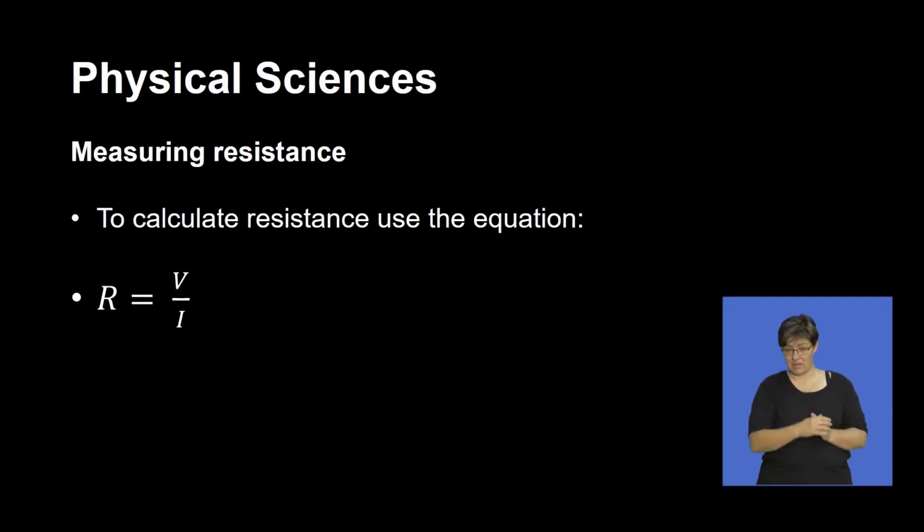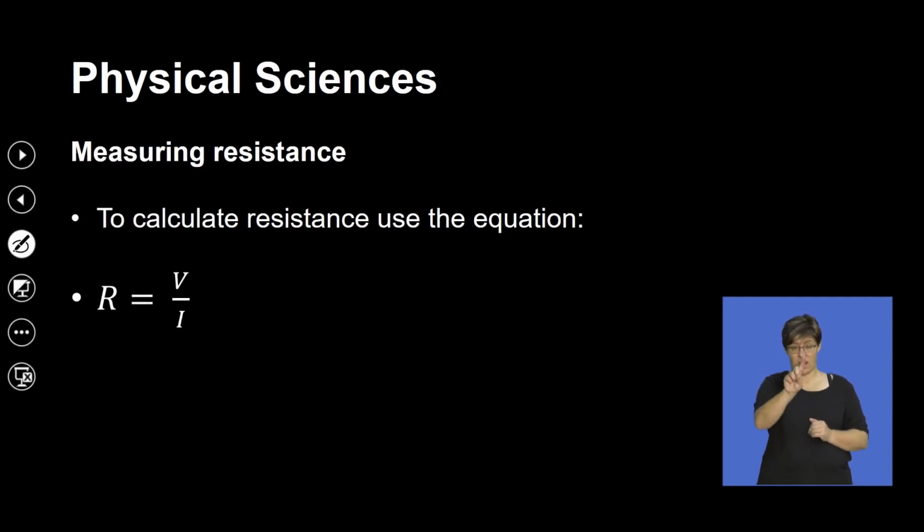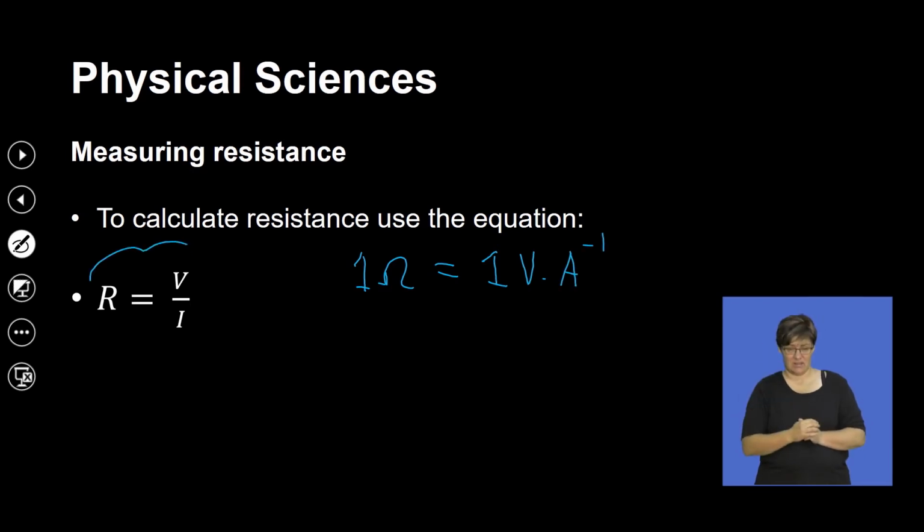And remember, 1 ohm, which is the SI unit of resistance, is equal to 1 volt per ampere. So this is where this mathematical equation comes from, right? So that's as far as determining resistance.